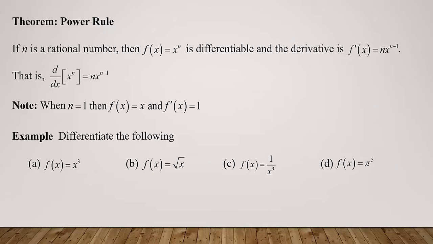In part A, we're going to differentiate f of x equals x cubed. Part B, f of x equals square root x. Part C, f of x equals 1 over x cubed. And part D, f of x equals pi to the fifth. So get these written down because I'm going to head off to the chalkboard to do them. And in parts B and C, we will review some important algebra that makes the calculus much easier to do. So here I go off to the chalkboard.